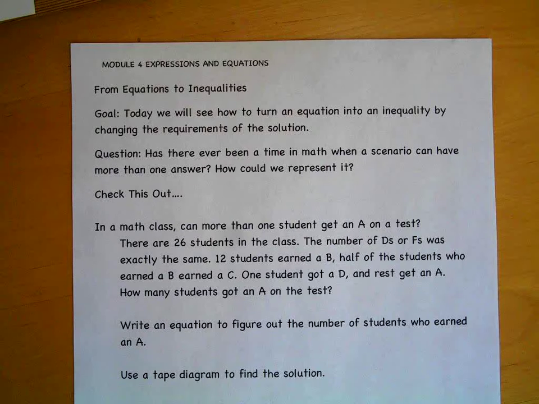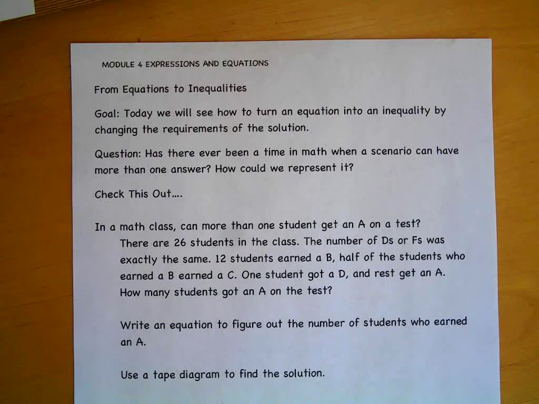Okay, check this out. In a math class, can more than one student get an A on a test? Yes. There are 26 students in the class. The number of D's or F's was exactly the same. 12 students earned a B, and half of the students who earned a B got a C. One student got a D, and the rest got an A. How many students got an A on the test? Well, you're already getting a little bit of insight into the very first question about can there be more than one student who gets an A, and hopefully in your mind now you're thinking yes.